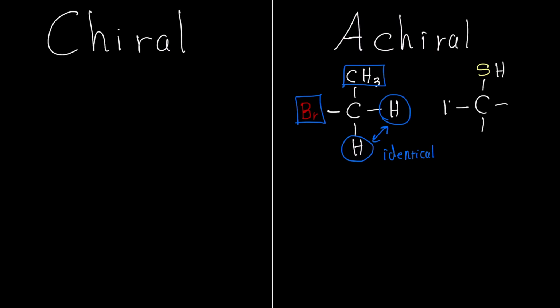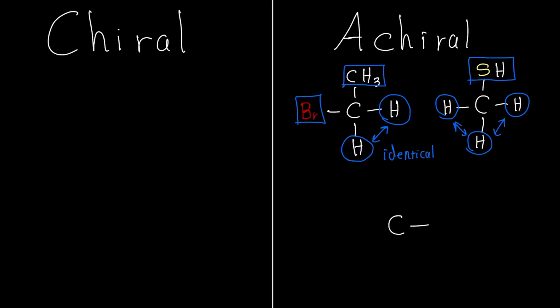Another example would be if you have a carbon with an SH on it, and then it has hydrogens on the rest of it. The SH is fine because there's only one of it, but the hydrogen is not fine because we have multiple of them attached to the central carbon, and those are all identical to one another, and you just can't have that in a chiral carbon.